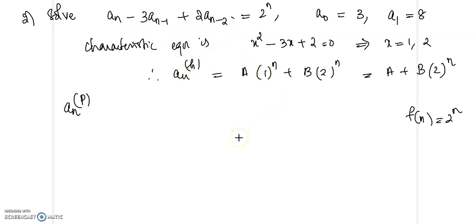There we used to multiply with x. So similarly here we multiply with n. So here the solution will be of the form c times n times 2 raised to n.